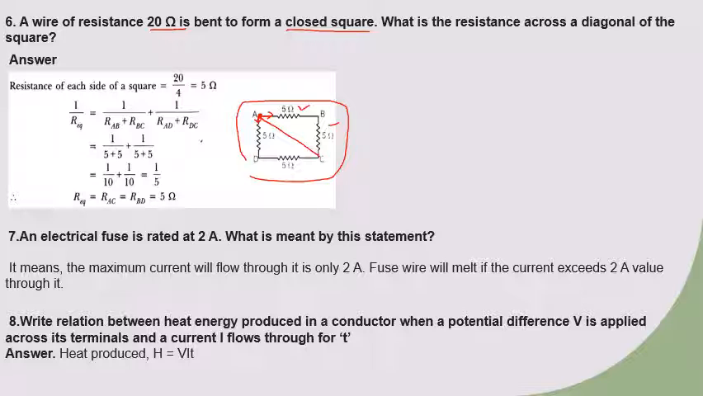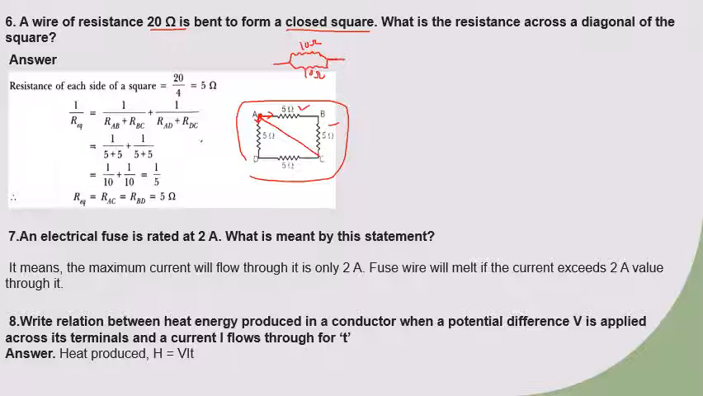So if I add them, I will get a 10 ohm over here, right? So we can redraw this diagram, and if I redraw this diagram, I am getting 10 ohm over here and 10 ohm over here, right? Fine. And what we have to do is find out the resistance across the diagonal.